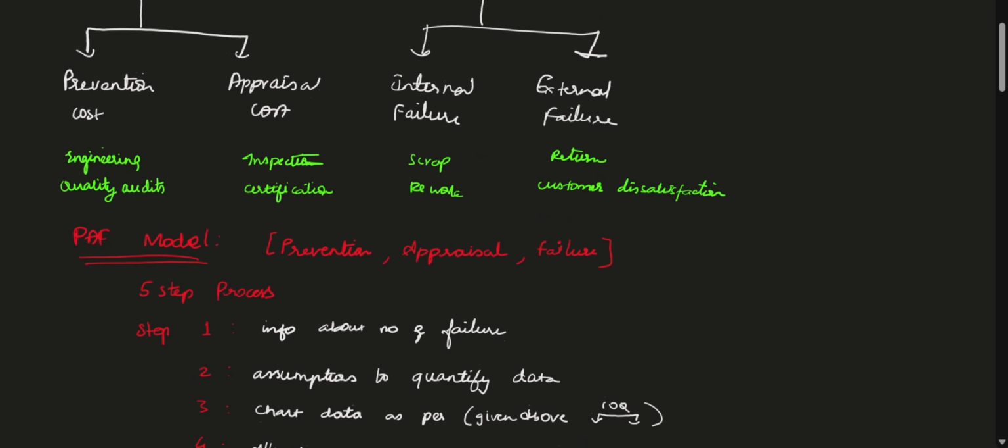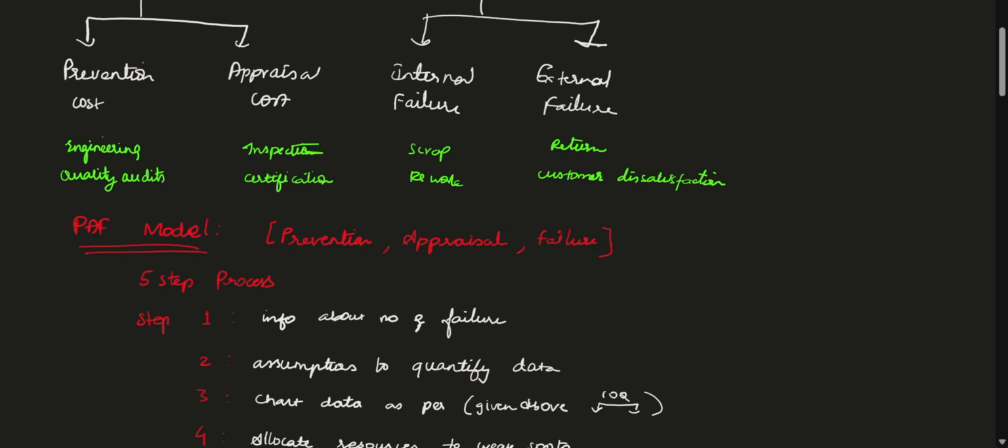And cost of conformance is again divided into prevention cost and appraisal cost. Prevention, we will have engineering and quality audits. This is just an example. We have a lot more. You can refer to the main classes. Next, we have appraisal cost. Here we will do inspections and certifications.